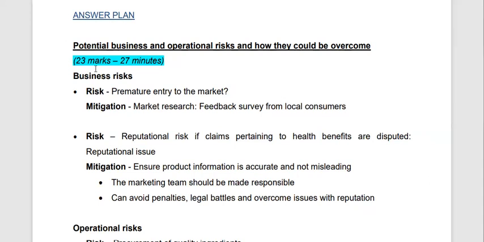You will be getting 23 marks for this answer. So once you know this, you know what type of points you are supposed to bring out in order to gain marks in your exam. And what type of time allocation you need to think about when coming up with your answer for subtask A. Right. So first things first, I'm starting with business risks.